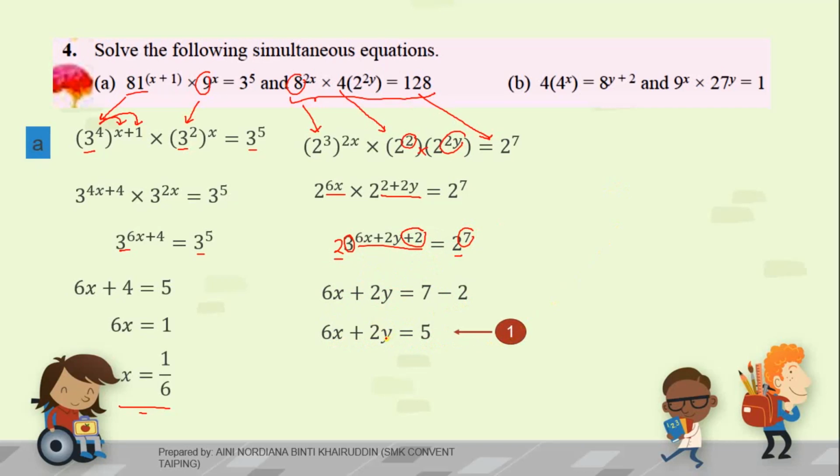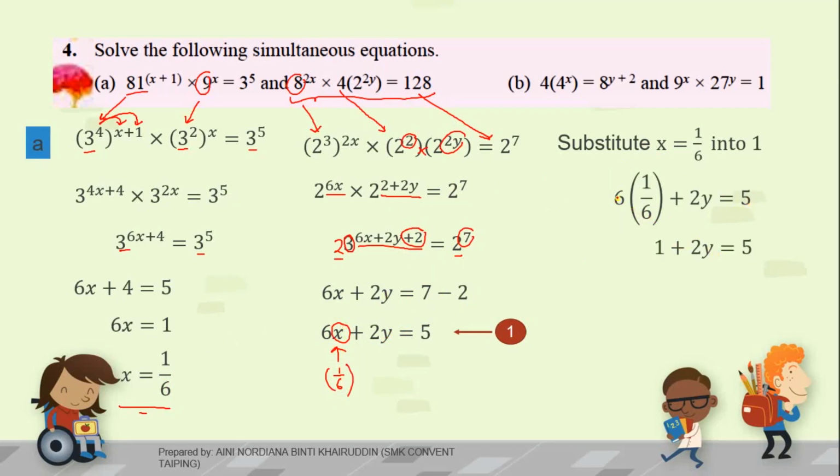Next, to find the value of y, substitute the value of x, which is 1/6 here, into this equation. So 6x here, substitute with 1/6, so plus 2y equals 5. Then simplify this: 1 plus 2y equals 5. 2y equals 5 minus 1, which is 4. So y equals 2, 4 divided by 2. So we get the value for y.